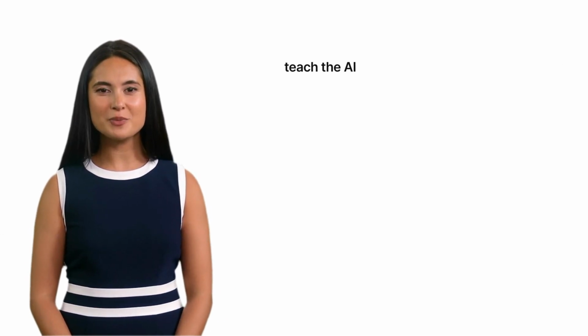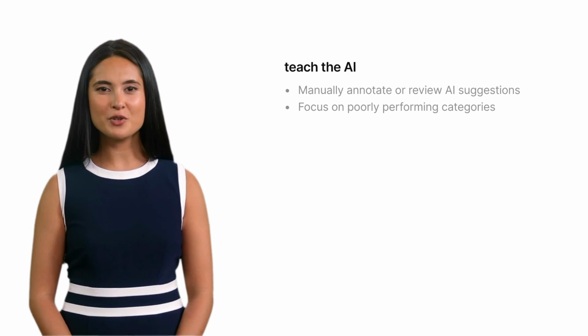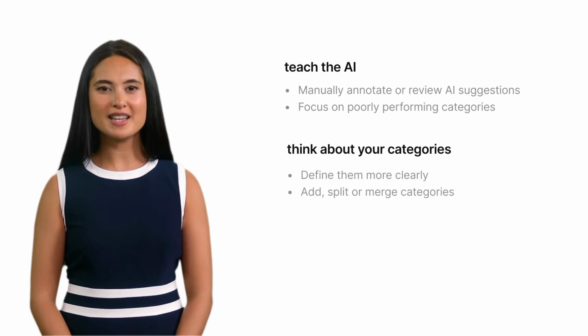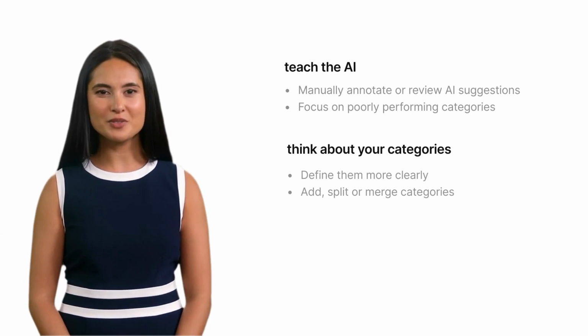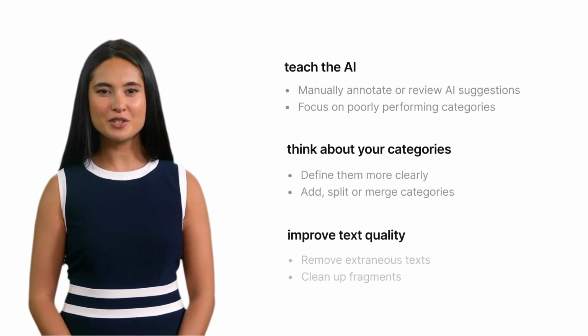To summarize, generally, the best way to improve the AI suggestions is increasing the amount of manual annotations. Additionally, you can provide important feedback to the AI by reviewing suggested annotations in the active view, which can be especially useful for particularly tricky categories. In order to achieve high annotation quality, it is also important to keep your categories well-defined and fitted to the needs of your project. If these steps do not suffice, you might want to consider improving your text quality.